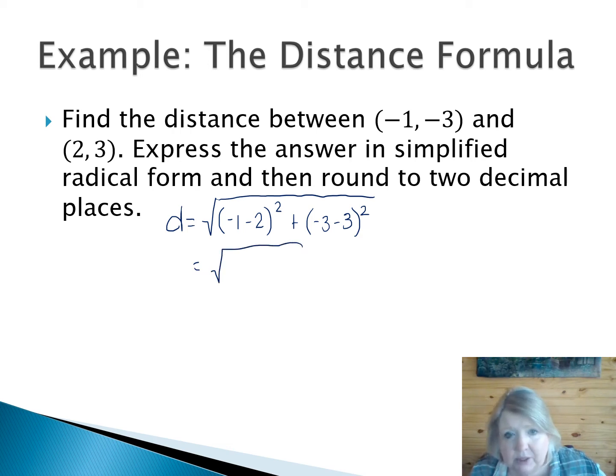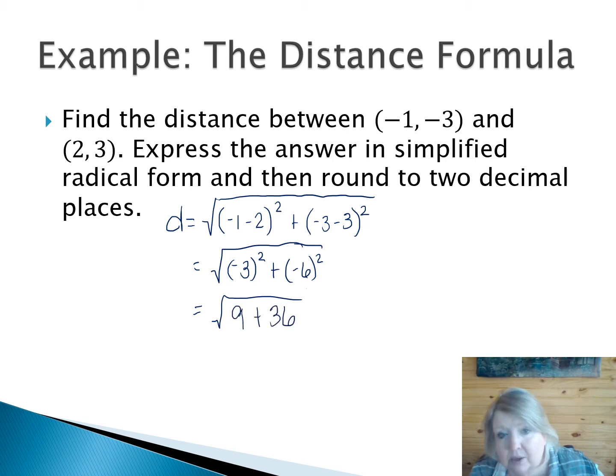So negative 1 minus 2, that's negative 3. That got squared. Negative 3 minus 3 is negative 6. That's going to get squared. By the way, a little note here. If you did this as point 2 and this as point 1, you've pretty much got the same thing I've got, except you've got a positive 3 and a positive 6. But on this next line, when we actually square them, we're both going to get 9 plus 36. So it doesn't matter the order, which one's point 1, which one's point 2. Don't waste time trying to figure that out.